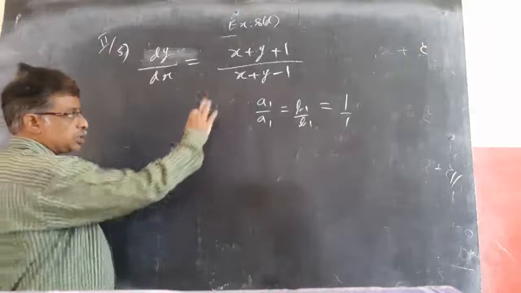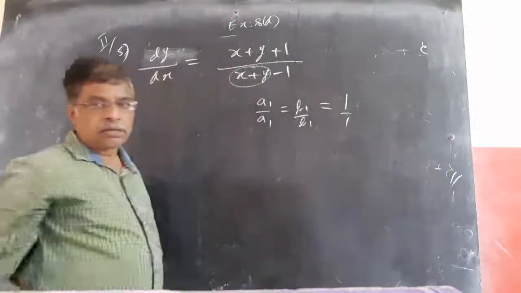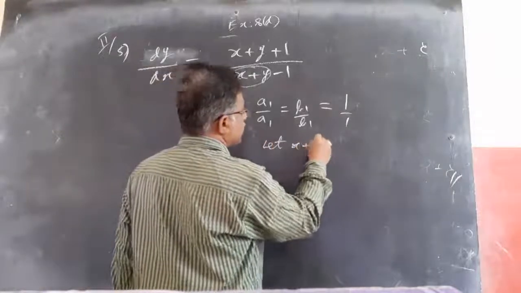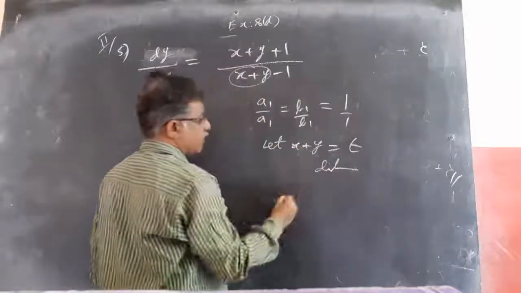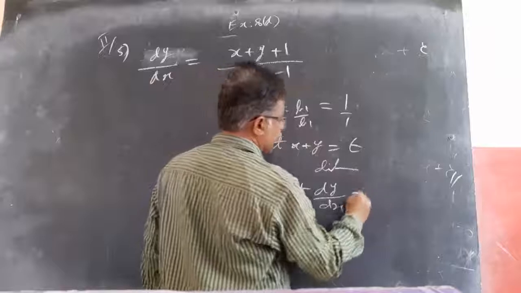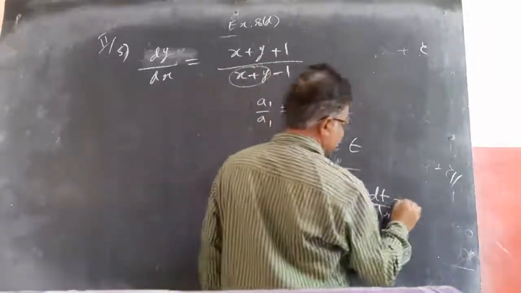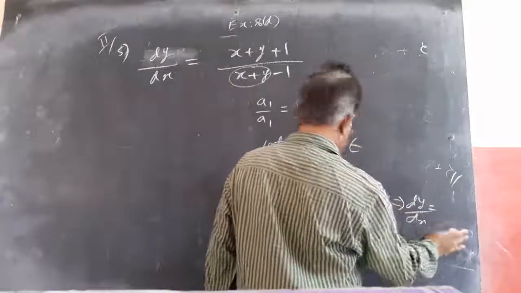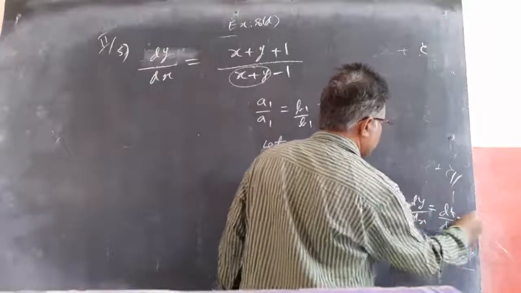So I told you go for substitution. So let x plus y equal to something. Let x plus y equal to t. Differentiate with respect to x. Derivative of x is 1, plus dy by dx equal to dt by dx. So as usually dy by dx equal to dt by dx minus 1. Plus 1 goes to the side, minus 1.